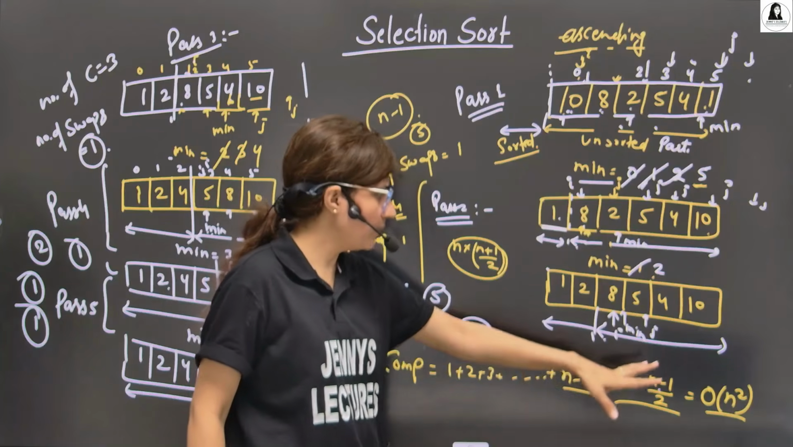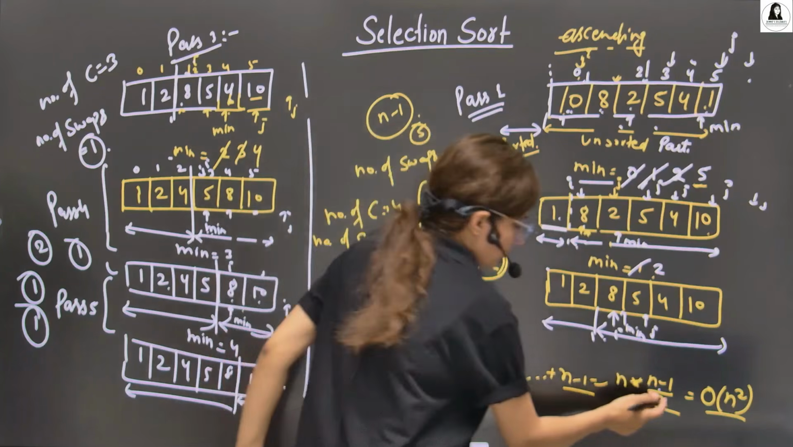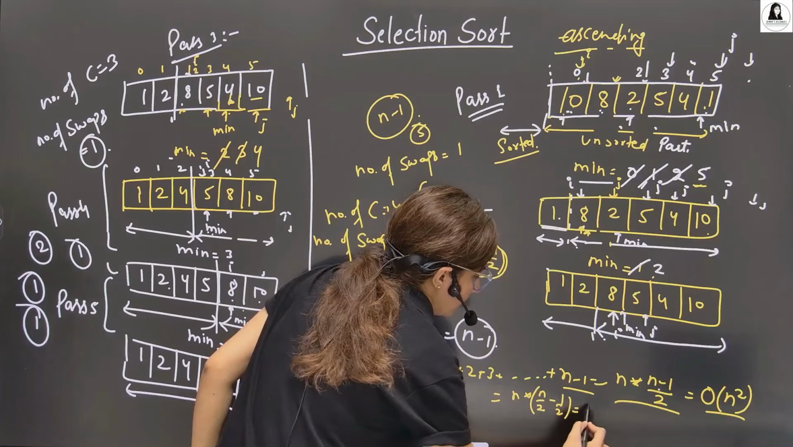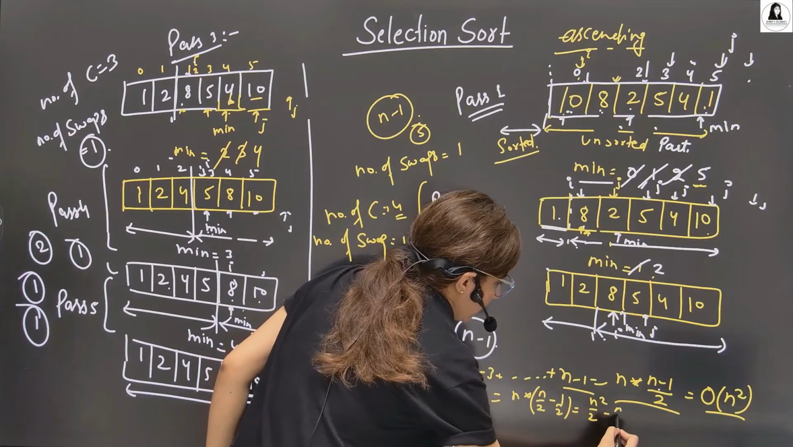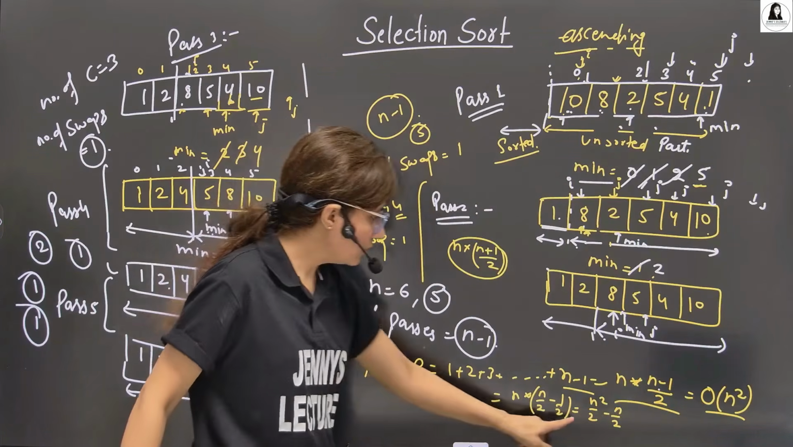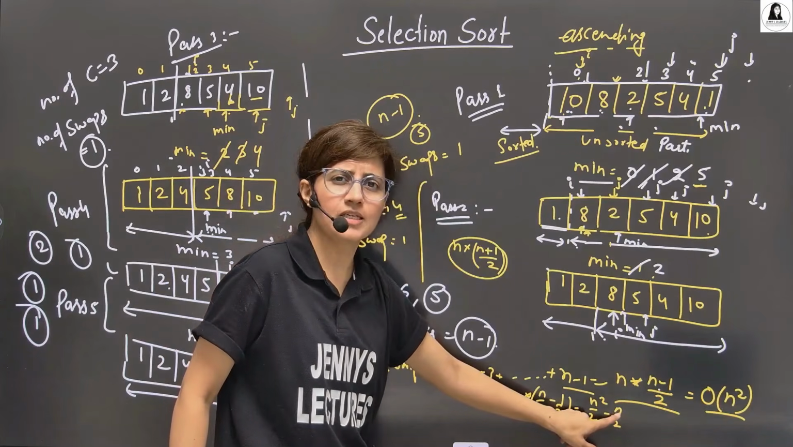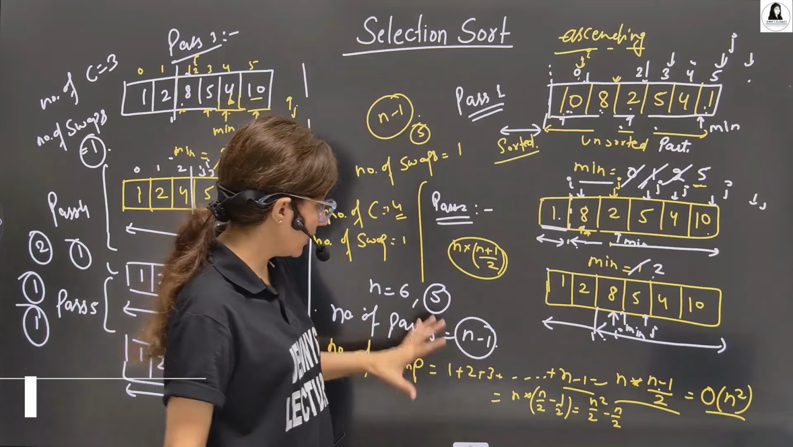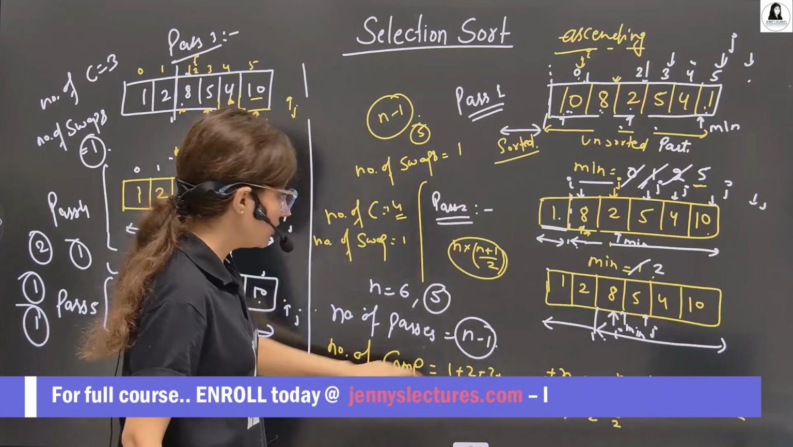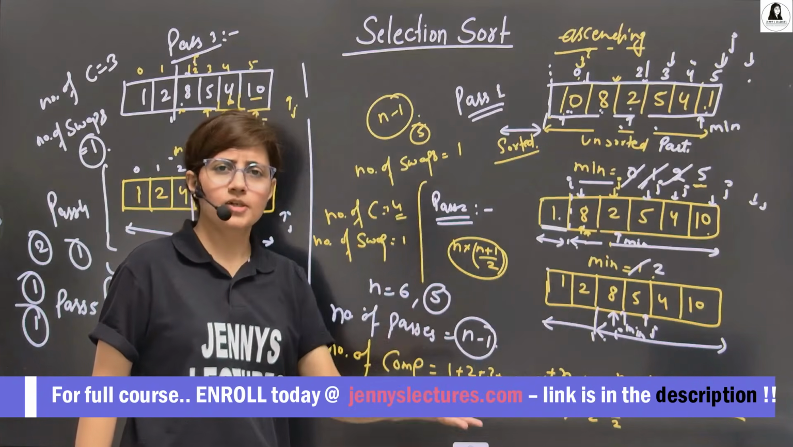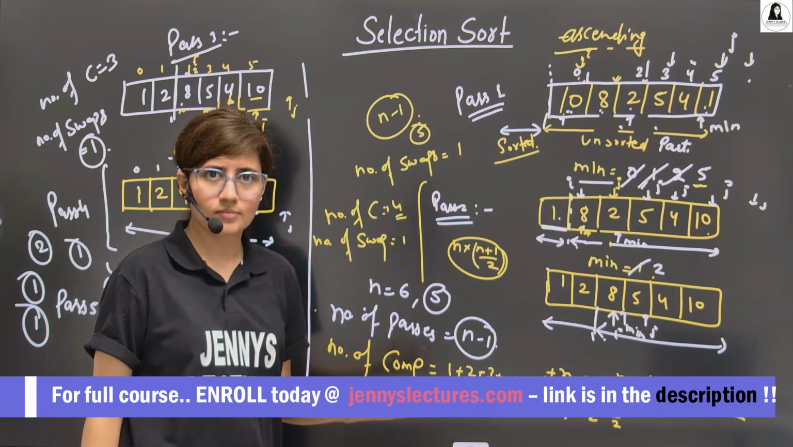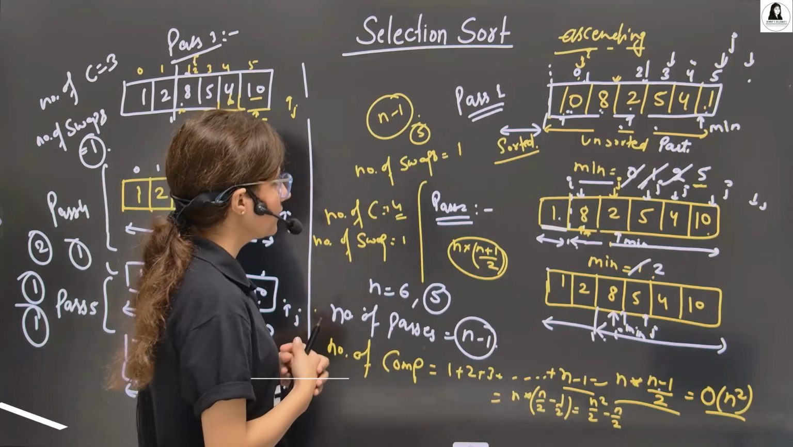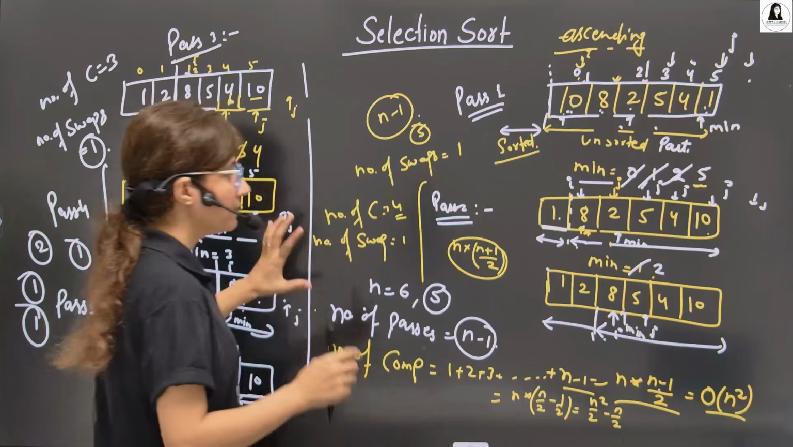If you solve this, you get something like n into n by 2 minus 1 by 2. So it becomes n square by 2 minus n by 2. But we can ignore the constant and the less dominating term, that is n. N square is more, so we just consider in big O notation n square. That's why the time complexity is n square. Number of comparisons are n square. So the time complexity is also n square in worst case. That is selection sort.